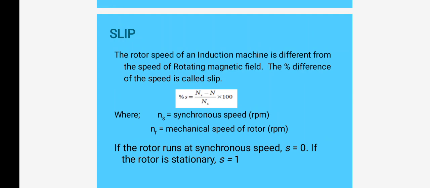Then slip. The rotor speed of the induction machine is different from the speed of the rotating magnetic field. Therefore, the percentage difference of the speed is called slip. The percentage slip equals (Ns - N) / Ns x 100, where Ns is the synchronous speed in revolutions per minute and Nr is the mechanical speed of the rotor in revolutions per minute. If the rotor runs at synchronous speed, s = 0. If the rotor is stationary, s = 1.